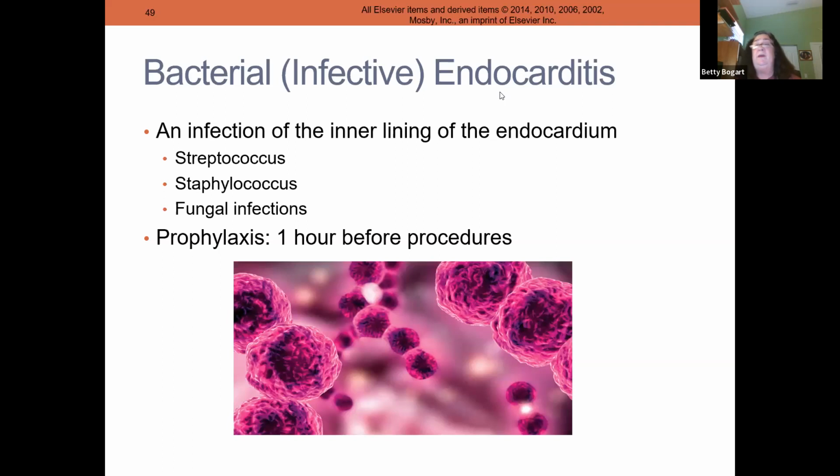Another thing that can happen, just like adults, is bacterial endocarditis, and it's strep, staph, it could be a fungus. This is something that we're going to be giving prophylactics for. Dental care, maybe they're going for a cardiac cath, something, we're always going to pre-medicate them with a prophylactic antibiotic.